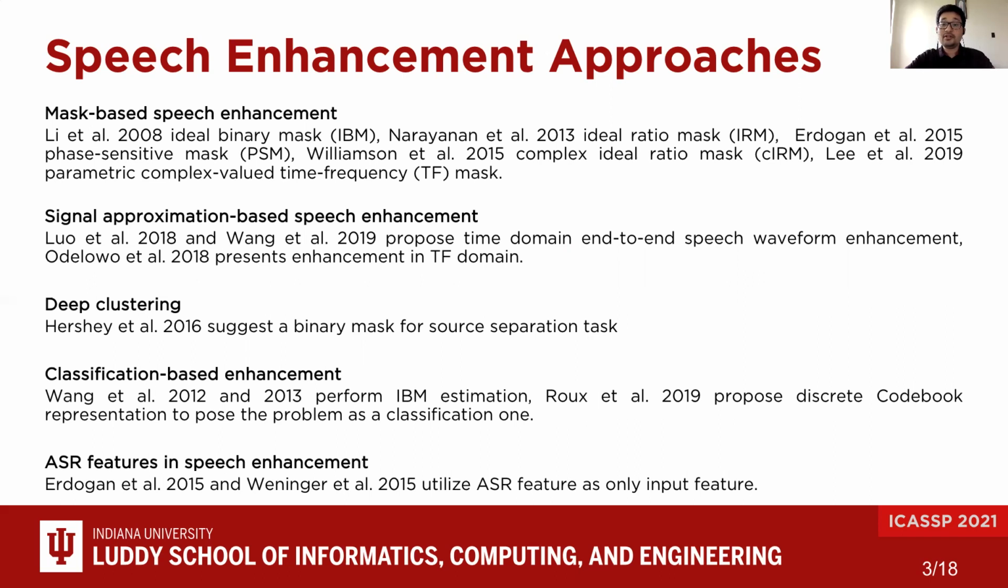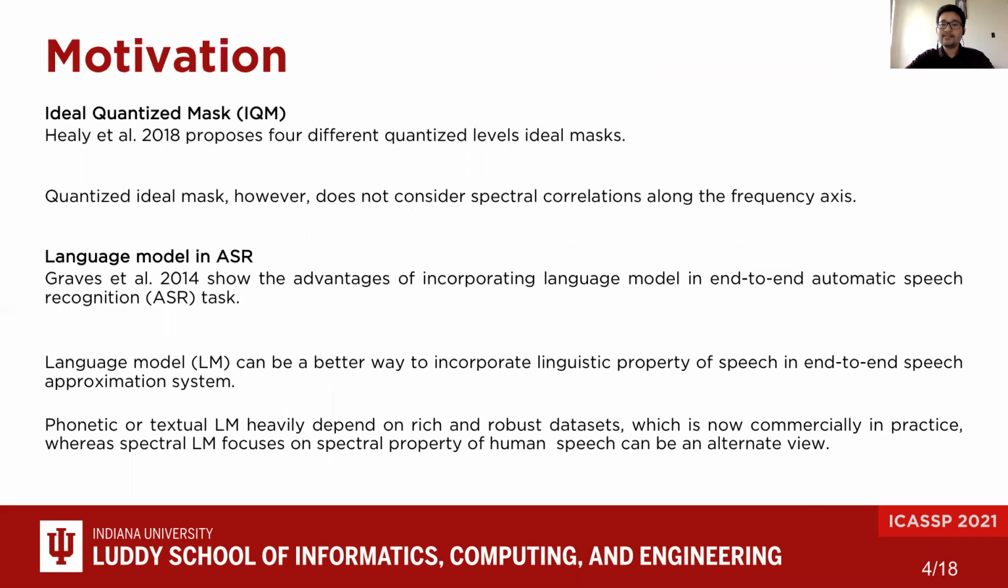Next, we see the usage of automatic speech recognizers in the task of speech enhancement. In 2015, Aragon et al. and another group separately utilized the ASR feature as input in speech enhancement. As our motivation, in a paper of 2018, Healy proposed the ideal quantized mask, IQM. They use quantized values as individual mask values and they experiment with 4 different quantized values. Quantized ideal mask, however, does not consider spectral correlation along the frequency axis.